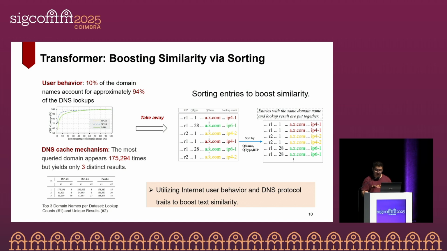The key idea of DNSLogzip is to improve compressibility by transforming and reducing logs. We found that 10% of domains account for 90% of lookups, and their results are often stable. For instance, one domain appeared many times but had only 3 different results. By sorting logs by domain, similar entries are grouped together, making compression much more effective.